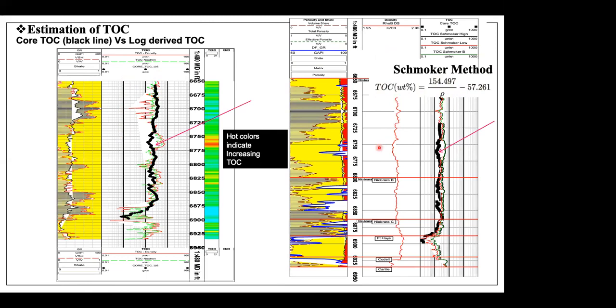But one thing you have to remember is that for that field, you should have laboratory generated data for at least one well. Then only you can integrate those data along with the well log data. In the first case, you can see the dotted red graph, that is the TOC derived from well log. And the black line, this is the hot color zone, which is indicating the increased TOC.